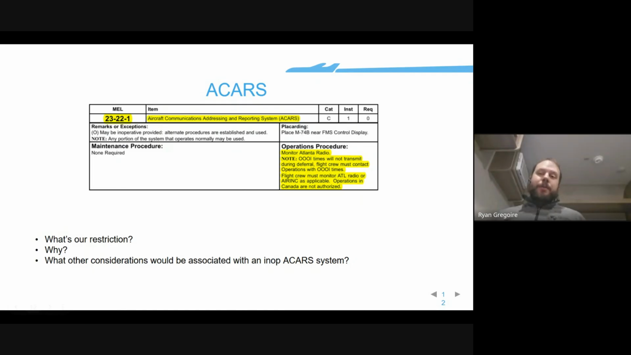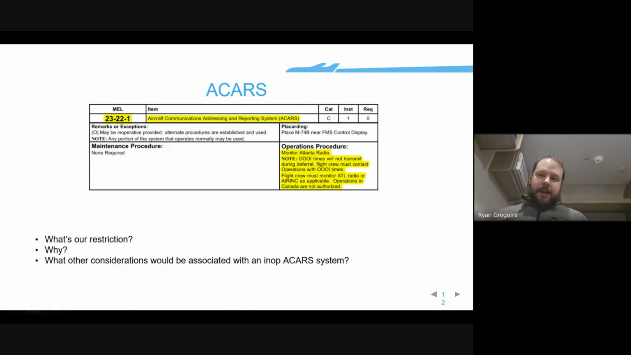But if the crew doesn't know to be monitoring their ARINC frequencies, they might miss that you are trying to contact them. So the MEL here is just saying, hey, pilots, by the way, your ACARS doesn't work. You need to be monitoring your air-to-ground radio in case dispatch tries to contact you. Now, just because it says it in the MEL doesn't mean it's going to happen.